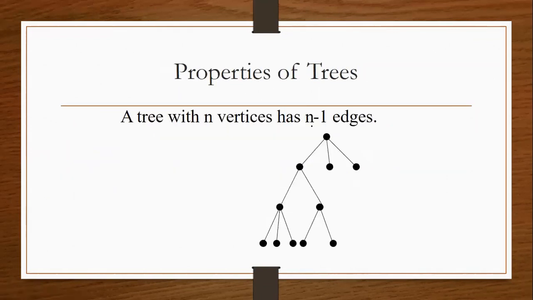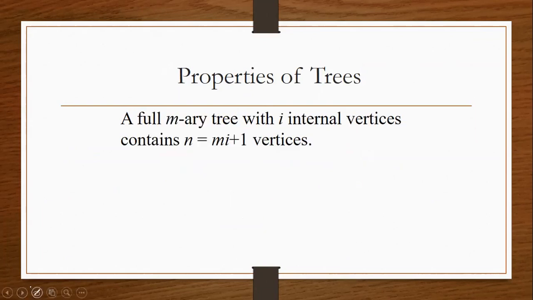Now, properties. A tree with n vertices has n minus 1 edges, which we have already seen. So let's count the number of vertices: 1, 2, 3, 4, 5, 6, 7, 8, 9, 10, and 11. Let's count the number of edges now: 1, 2, 3, 4, 5, 6, 7, 8, 9, and 10. So there are 10 edges and 11 vertices. It satisfies this property. Every tree will satisfy this property.